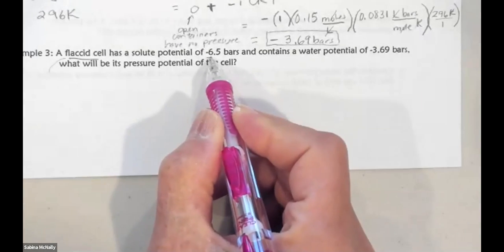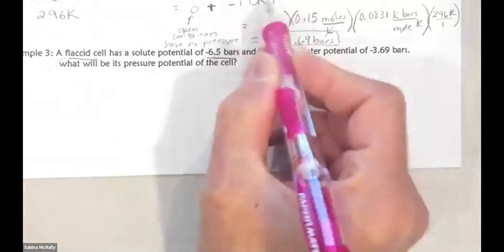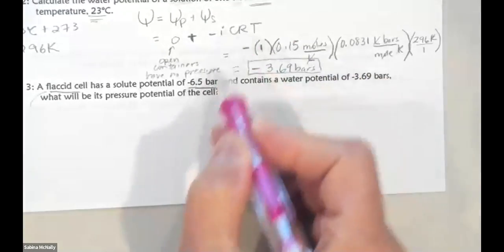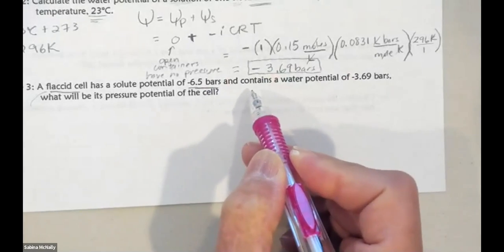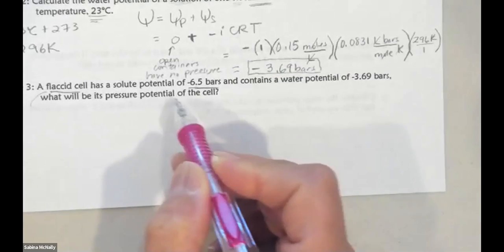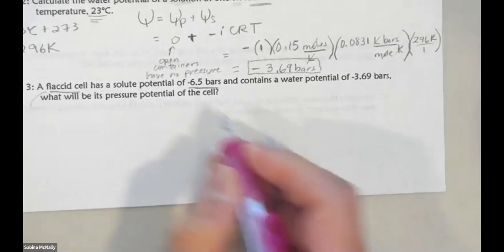A flaccid cell has a solute potential of negative, see how it's in bars? So I don't need this, okay? I don't need this big mess. I only need that big mess if they're giving me molarity, but now they're giving me bars. Contains a water potential of negative 3.69 bars. What will the pressure potential of the cell be? Okay, so let's figure it out.